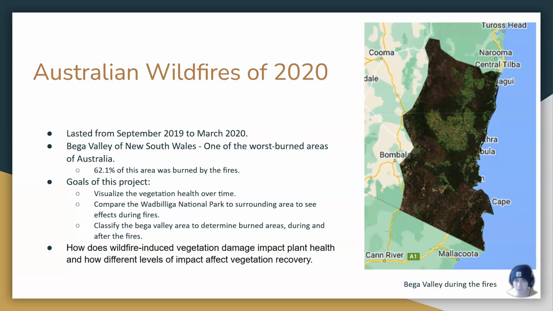So I looked at the Australian wildfires of 2020. These lasted in Australia in general from September 2019 to March 2020. I looked at the Bega Valley region of New South Wales, which is very badly burned. 62.1% of the entire area was burned.